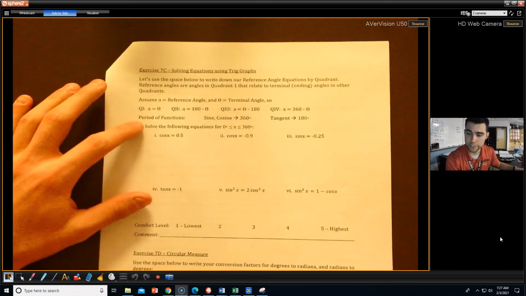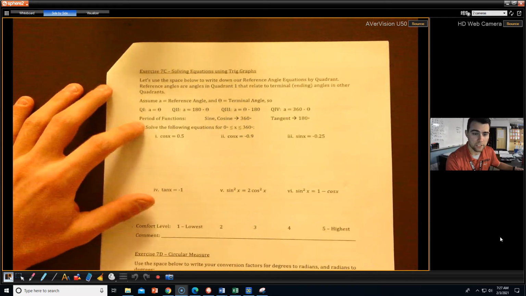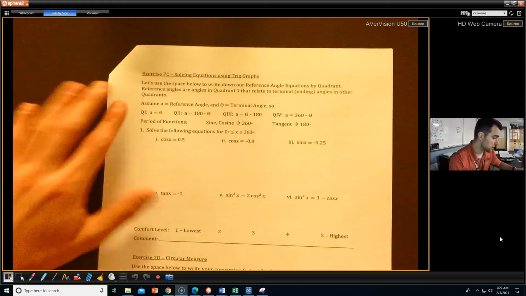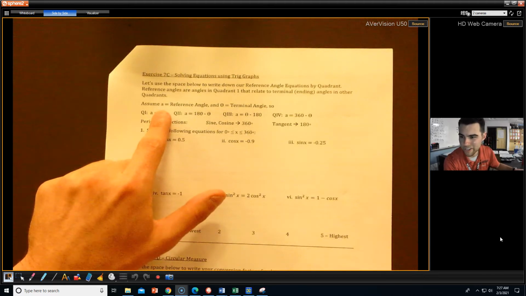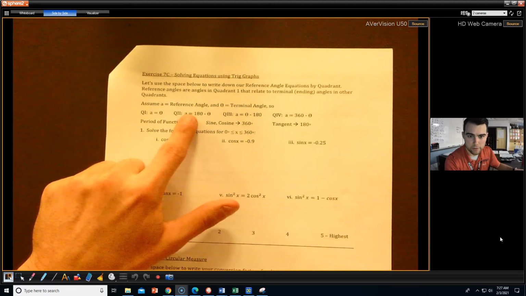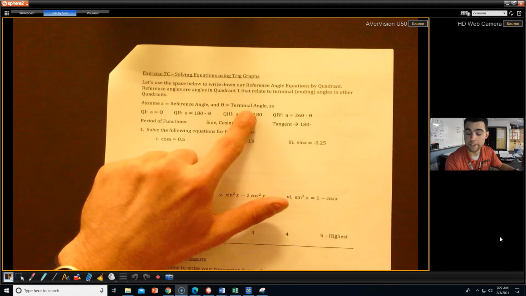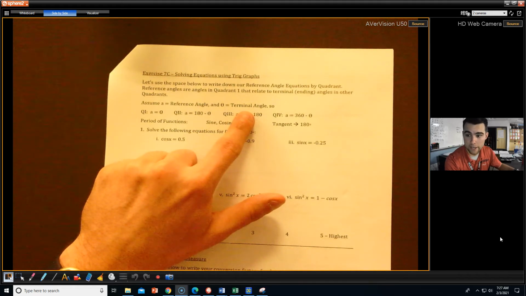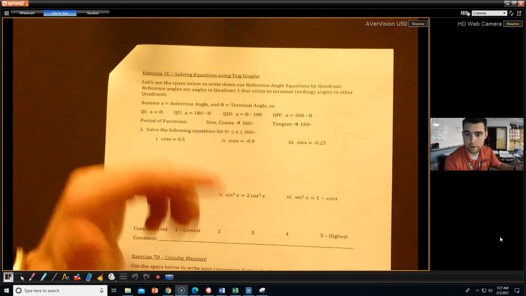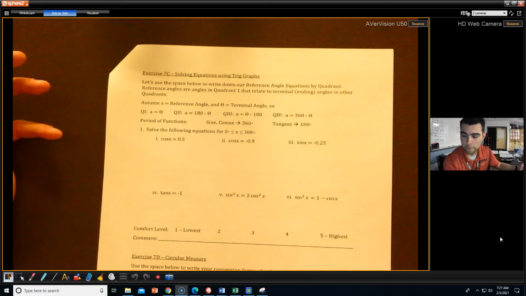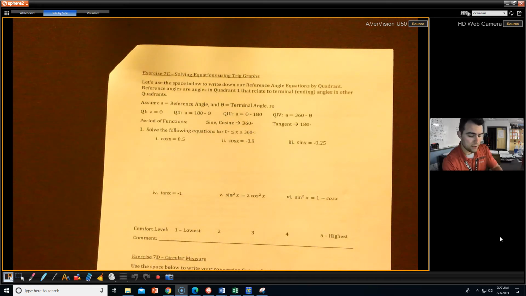This is something that we still struggle with, so let's talk about this for a second. We're going to assume that alpha, or we'll just call it A, is the reference angle, and this theta is our terminal angle, wherever we're ending up on our unit circle. The reference angle is always in quadrant 1. It's basically the angle in quadrant 1 that gives you the same value as your terminal angle.